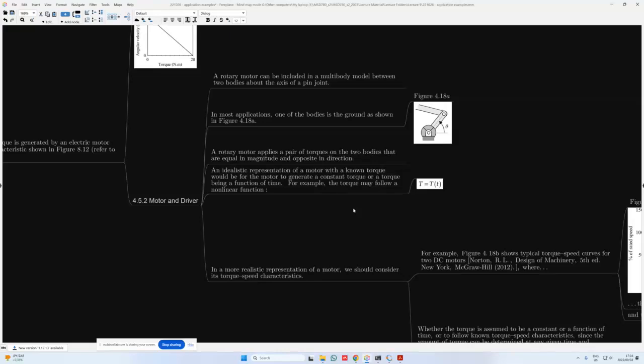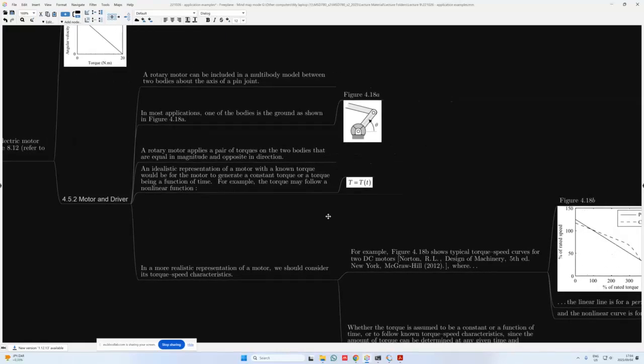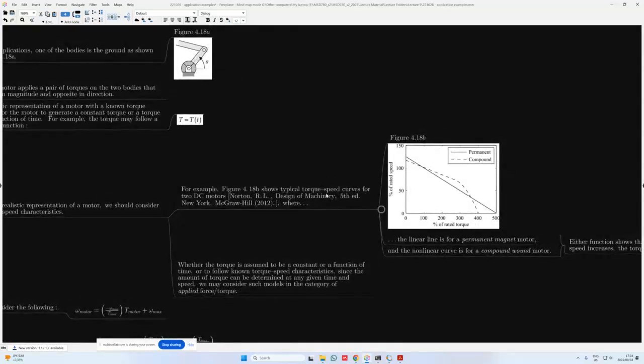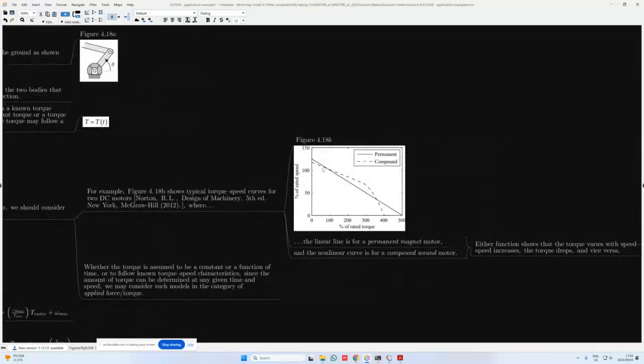So for example, the torque may follow a nonlinear function, in which case we can simply say that the torque is then expressed as T(t), which simply means that the torque is now a function of time. In a more realistic representation of a motor, we should consider its torque speed characteristics. So for example, if we look at figure 4.18b, we can see a typical torque speed curve for two DC motors. In the case of the linear line that we have over here, the solid line, that is for a permanent magnet motor, but we can also have some sort of a non-linear relationship between the rated torque and the rated speed.